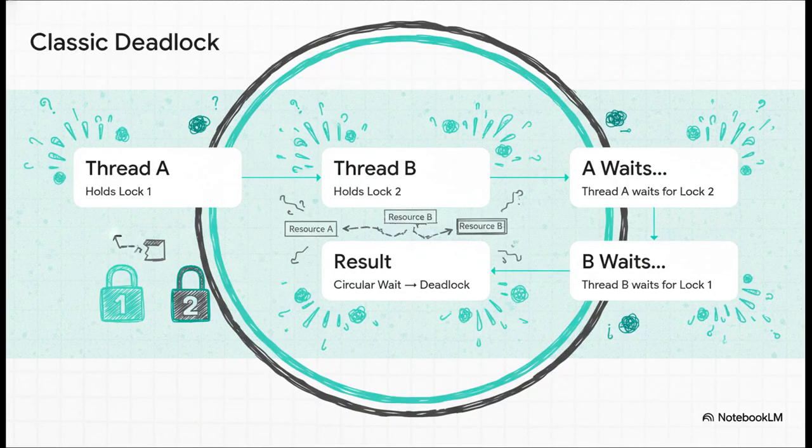And this right here shows you the classic trap perfectly. Just look at that cycle. You've got thread A, it grabs lock 1, and then it waits for lock 2. But at the exact same time, thread B has grabbed lock 2 and is now waiting for lock 1. It is a perfect catch-22. Neither one is going to give up its resource, and that creates a circular wait that leaves them stuck for good.